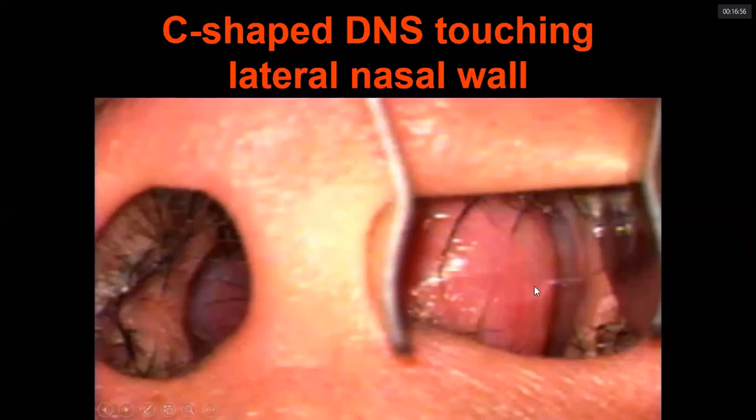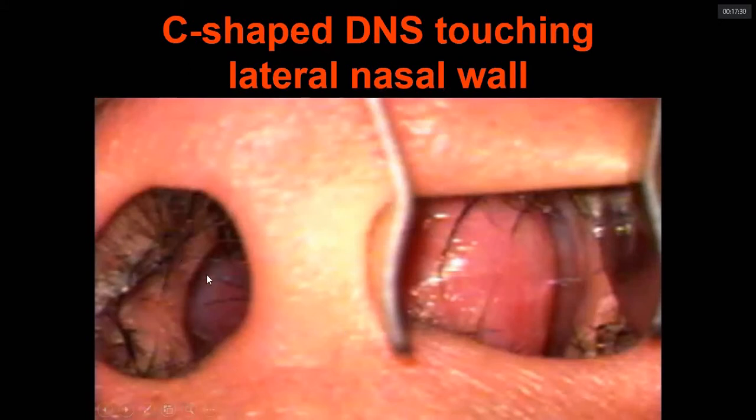So look here, what happens is, now there is the C-shaped DNS, and it is touching the lateral wall, so there is obstruction here. And then on the contralateral side, okay, ipsilateral and contralateral, on the contralateral side, there is hypertrophy of the inferior turbinate, and again, this will cause the blockage or obstruction of the nasal cavity. And the patient will say, okay, I'm having difficulty in breathing, I'm having nasal blockage.